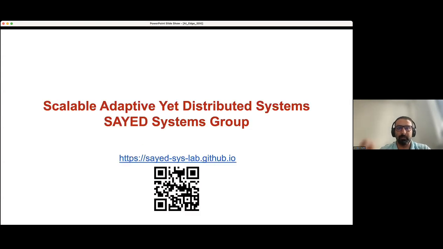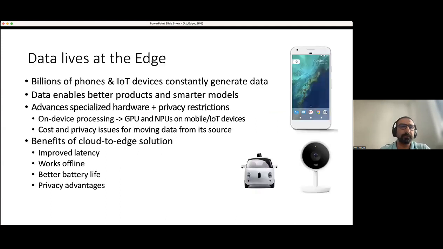So in my lab or group, called the Scalable Adaptive Yet Distributed Systems Group, which is based at Queen Mary University of London, we look into issues related to how to decentralize AI and make it efficient.